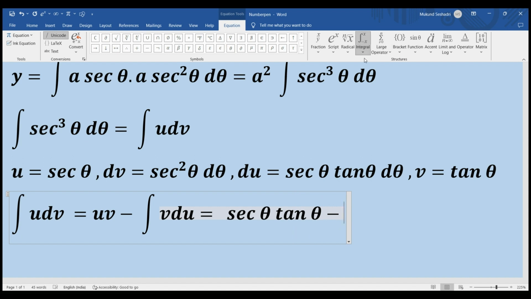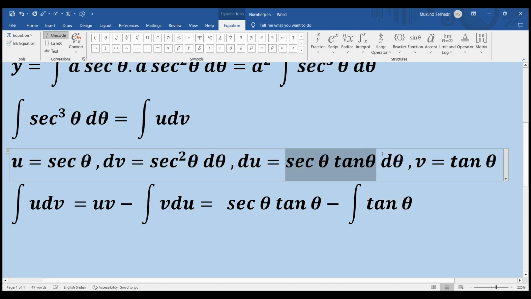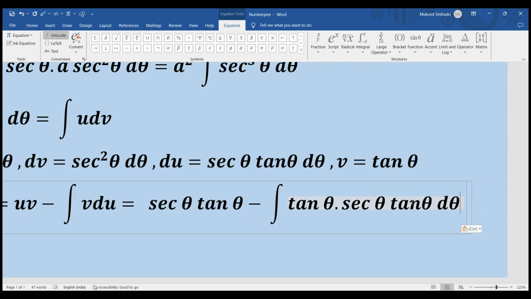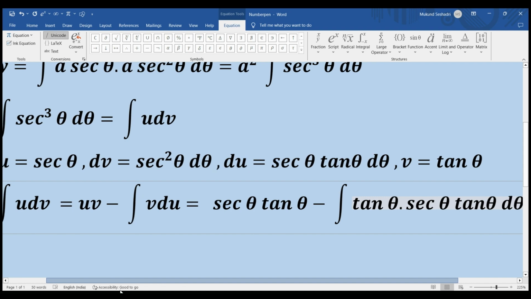What I have is integral of v du, right? What is my v? My v is a tan theta. Du is nothing but a secant theta tan theta d theta, right? So let's write it as it is, right? So what I have is minus of tan theta into secant theta tan theta d theta, right?